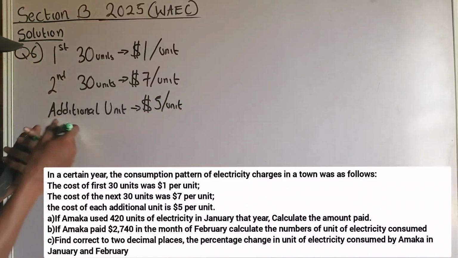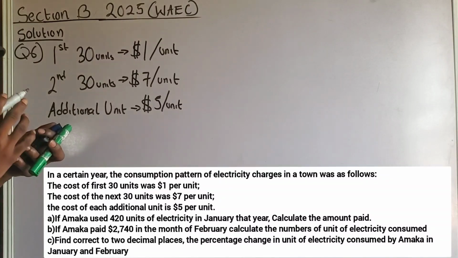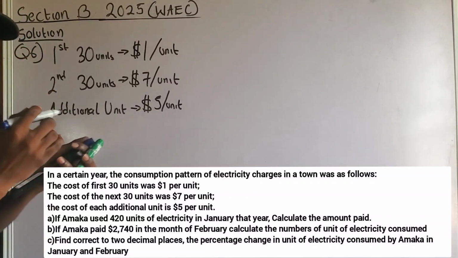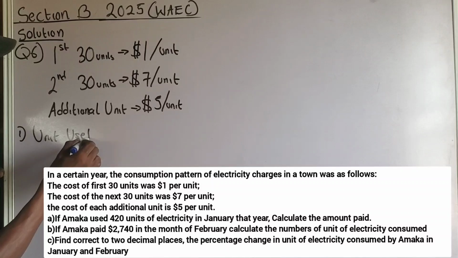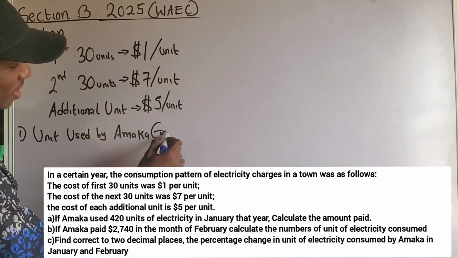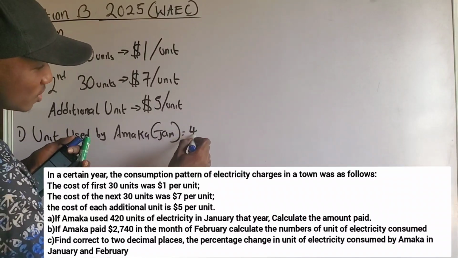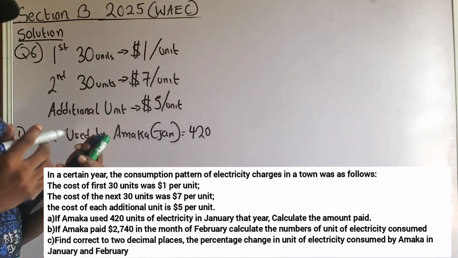Okay, now please pay attention. If Amaka used 420 units of electricity in January that year, that's the first question. They want us to calculate. We are told that Amaka consumed 420 units of electricity in January. So the units used by Amaka in the month of January is 420 units. Now, we have to calculate the amount she paid.